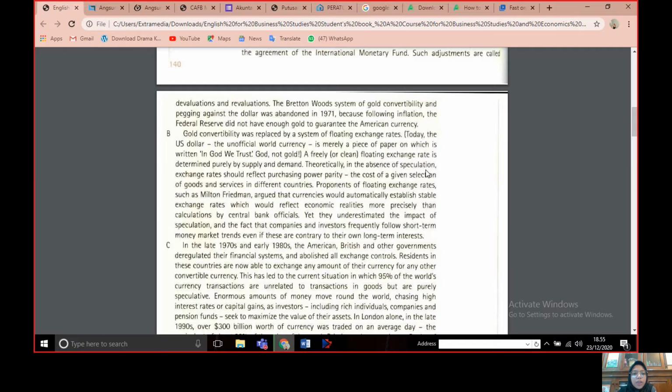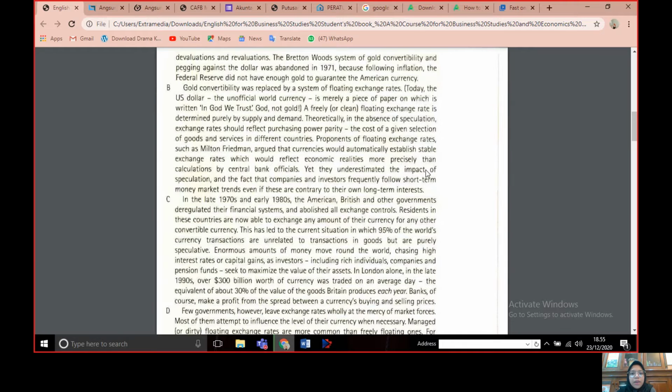B. Gold convertibility was replaced by a system of floating exchange rates. Today, the US dollar, the unofficial world currency, is merely a piece of paper on which is written "In God we trust", not gold. A free or clean floating exchange rate is determined partially by supply and demand. Theoretically, in the absence of speculation, exchange rates should reflect purchasing power parity.